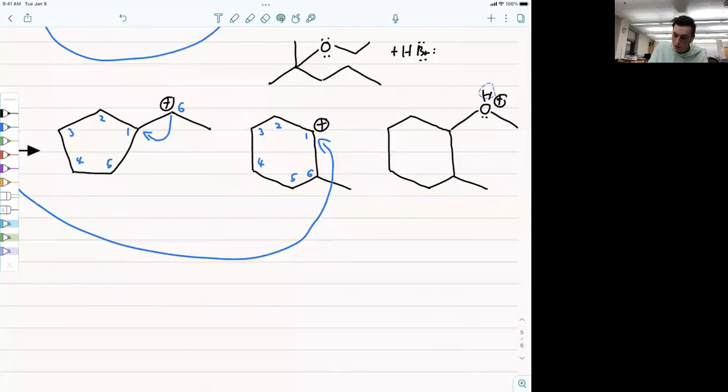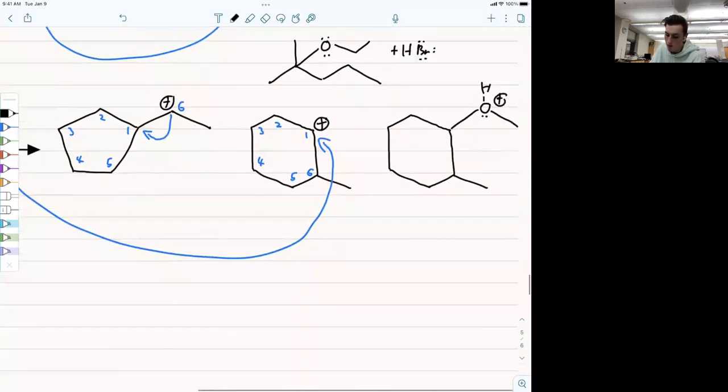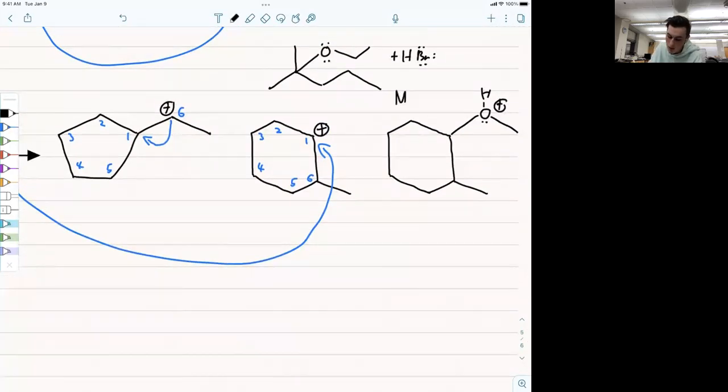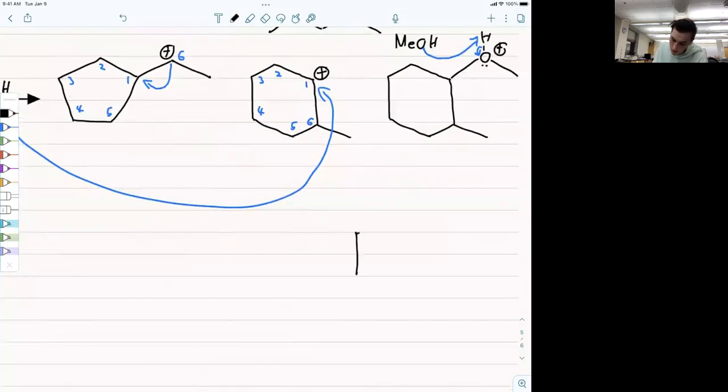So same thing we did before. My OTs, you could even use another, we'll use a second methoxy in this. This can come and grab this hydrogen and this will break off, which will protonate this to a neutral cyclohexane. And that's going to be our answer for that.